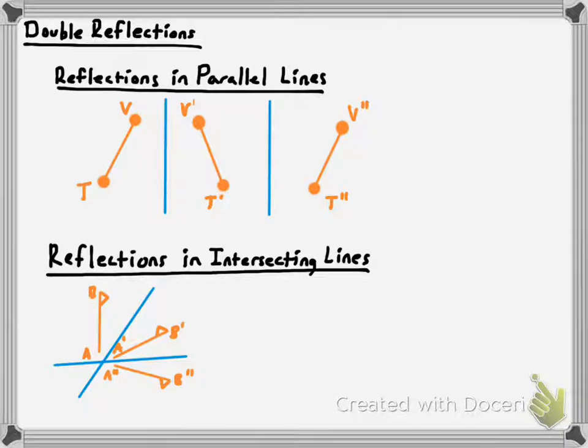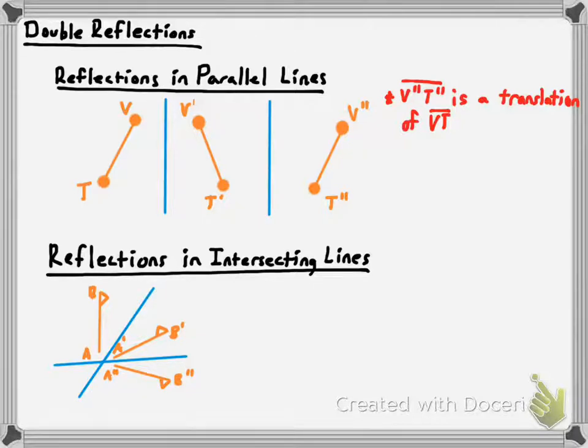All right, now, you know that the final image is a reflection of V prime T prime, right? But if you were to try to map segment VT directly onto segment V double prime T double prime, what kind of transformation would make that happen? Well, I hope you can tell that it would be a translation, which is really cool. Anytime you want to translate a figure, one way of accomplishing that is just to reflect it in two different parallel lines.